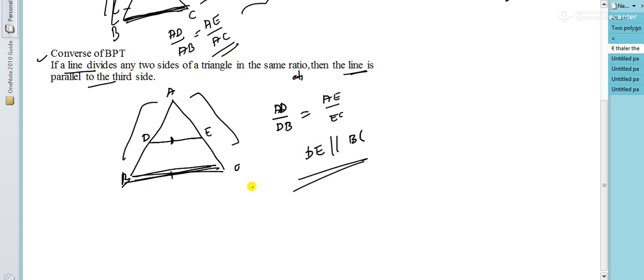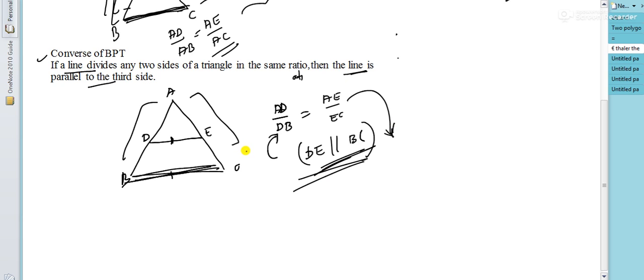So this is the converse of BPT. BPT is, if this is parallel, then the other two sides are proportional, and the converse is, if the other two sides are proportional by a line, then that line is parallel to the third side. Okay, so you have to remember these two to solve the problems of exercise 6.2.